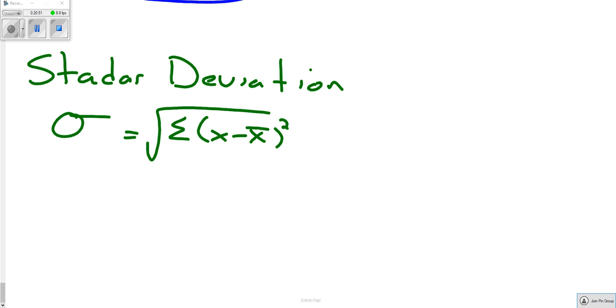And then you divide it by the total number. And then you add up all those numbers, divide it, and then you take the square root of that.